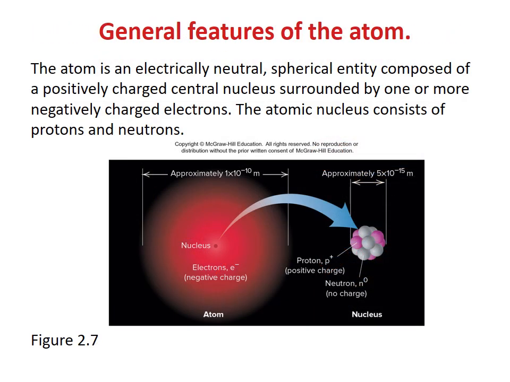In modern atomic theory, the atom is an electrically neutral, spherical entity composed of a positively charged central nucleus surrounded by one or more negatively charged electrons. The electrons move like an electron cloud, and the nucleus consists of protons and neutrons. Protons have positive charge, neutrons have no charge.